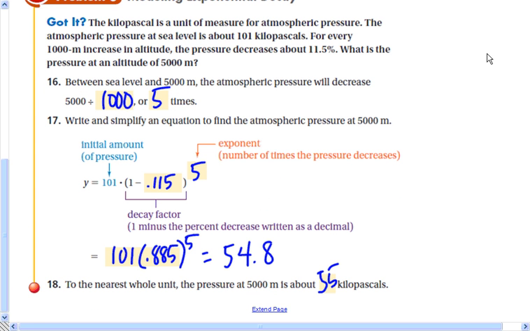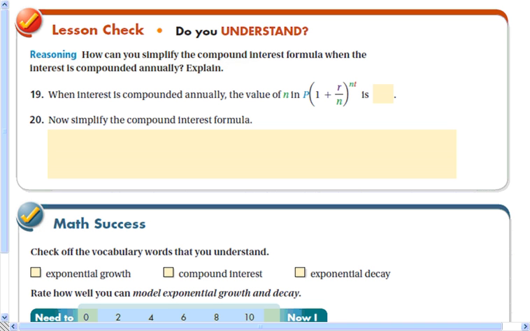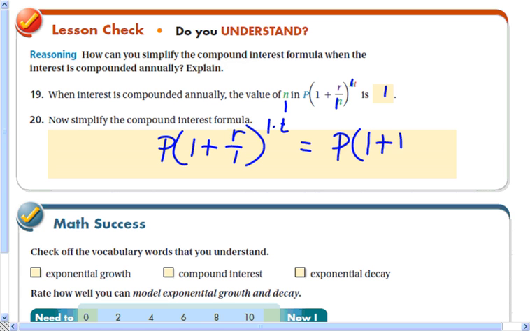All right, I hope that worked out for you. One more thing. Do the lesson check here. How can you simplify the compound interest formula when the interest is compounded annually? Explain. Well, one thing about our value of n, if it's yearly, is 1. So if we simplify that, we can put a 1 there and a 1 there. And what we end up with is P times 1 plus r divided by 1, to the 1 times t, and r divided by 1 is just r, and 1 times t is just t, so we get a much simpler formula.